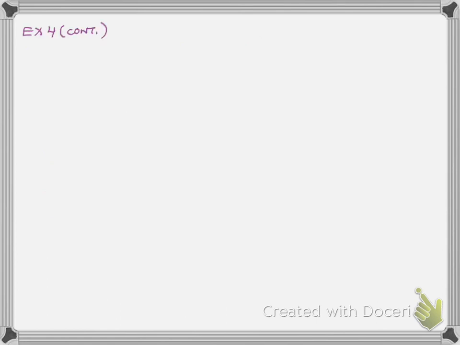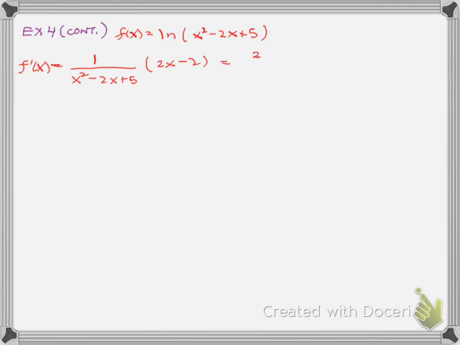All right, so let's continue. That's just the preliminary. We still have to figure out the second derivative of our function. So again, we rewrite it as ln of x squared minus 2x plus 5. As you may know by now, especially with practice, it's chain rule. So the derivative is 1 over x squared minus 2x plus 5 times the derivative of that, which is 2x minus 2. So this becomes 2x minus 2 over x squared minus 2x plus 5.